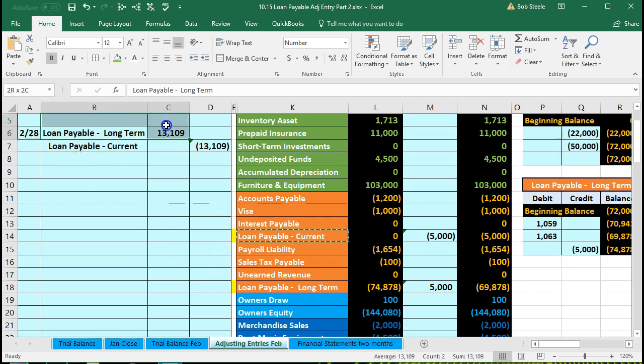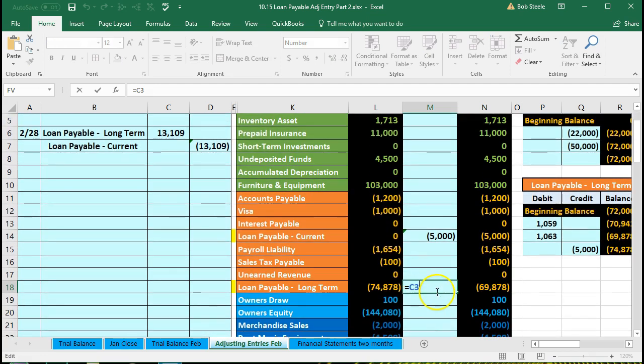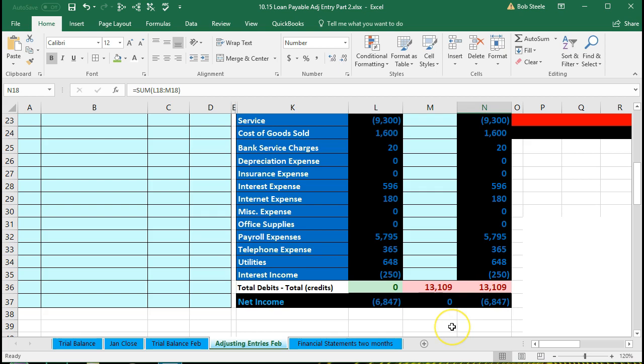So we'll first post this loan payable long term to our center column here. There's 5,000 in it. I'm going to double-click on it, and if I scroll up, it's picking up that number. So it's already equaling C3. After the 3, we're going to say plus, and then we're going to point to this number, which is C6. So within this cell, it should say equals C3 plus C6, and that will make this amount go down by that 13,109 to 56,769. We are now out of balance by the 13,109.